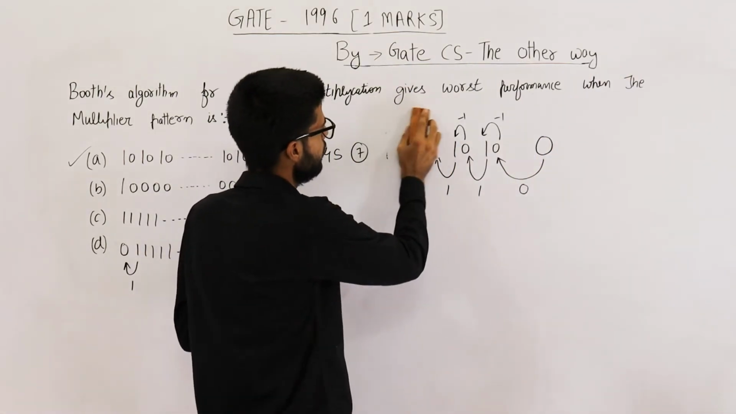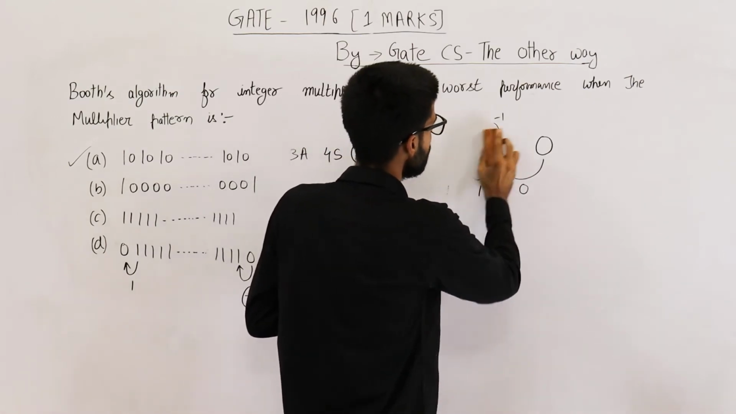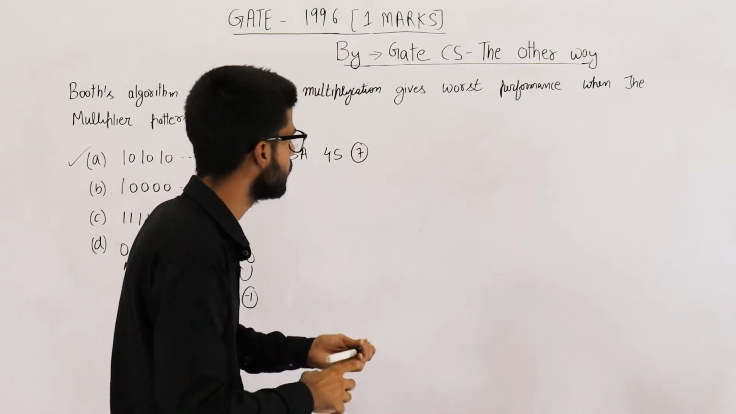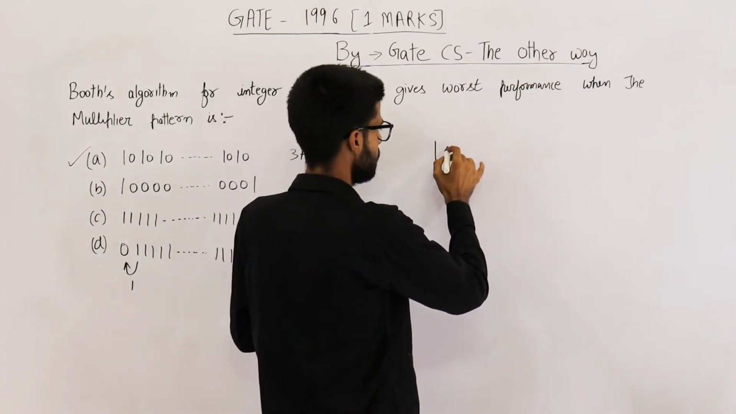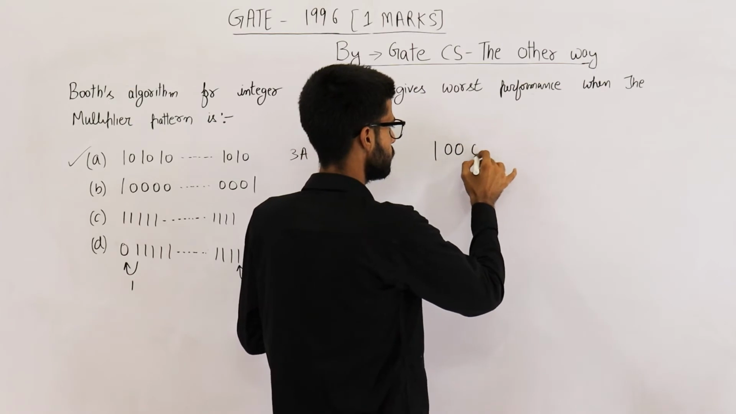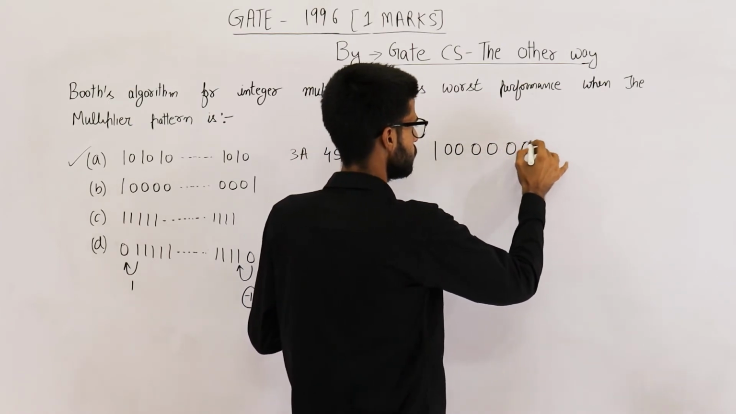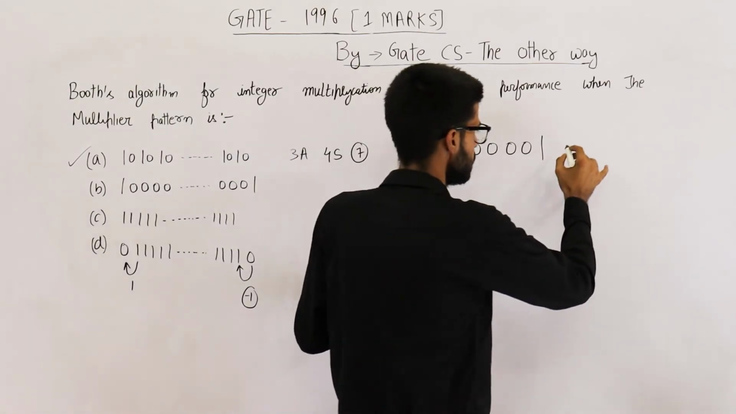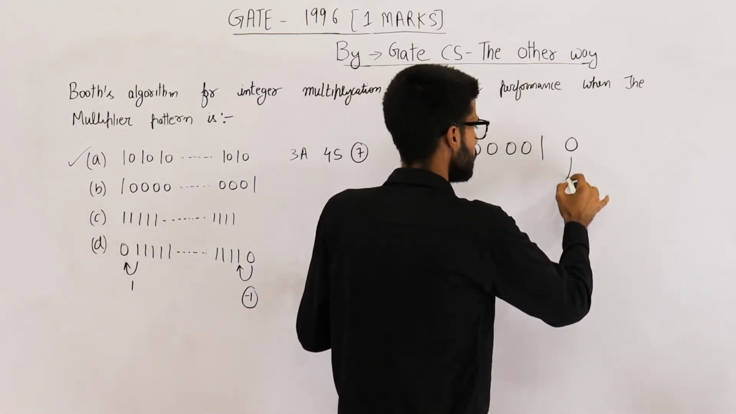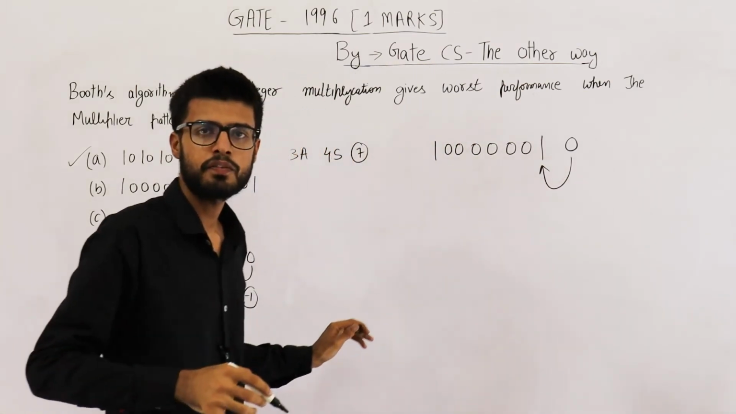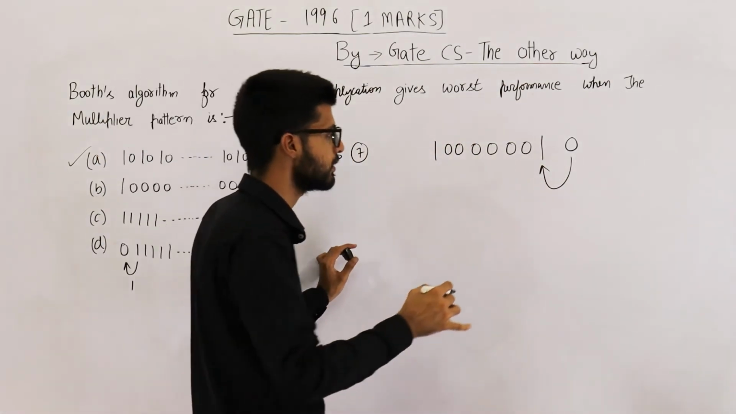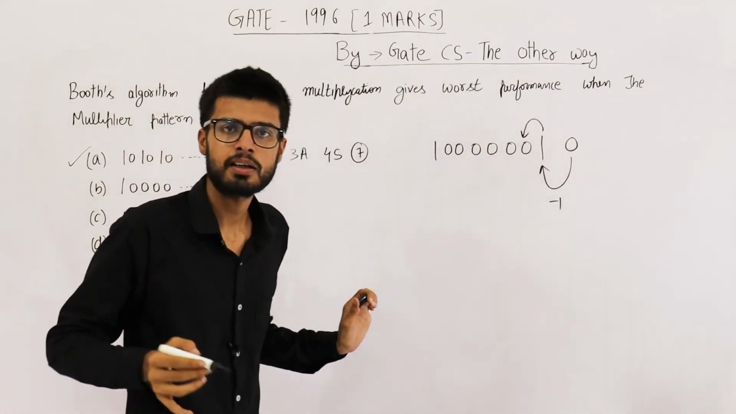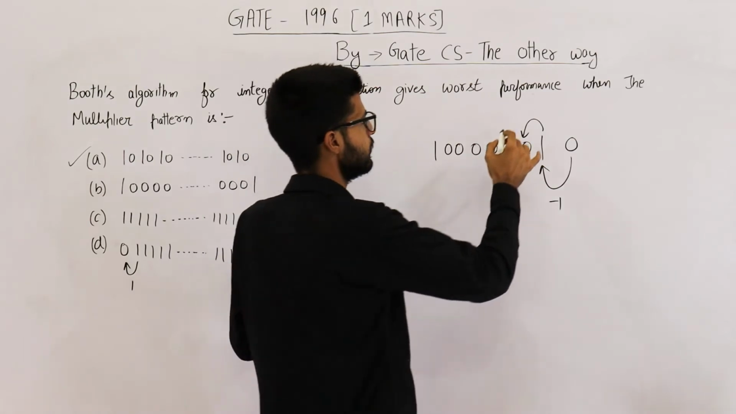See, in option B, you have a continuous block of zeros. That means the number of operations will be very less. It is 1 followed by 6 zeros. Then again 1. Now we'll add an imaginary 0. 0 to 1 means a block of 1s is starting. You are going to output minus 1. 1 to 0 means a block of zeros is starting. You are going to output 1.